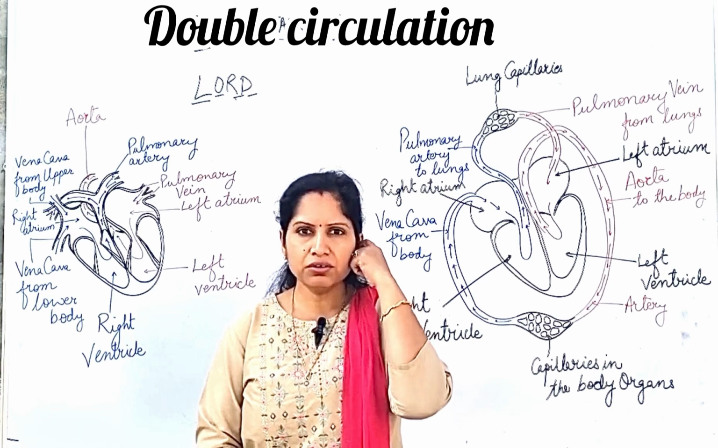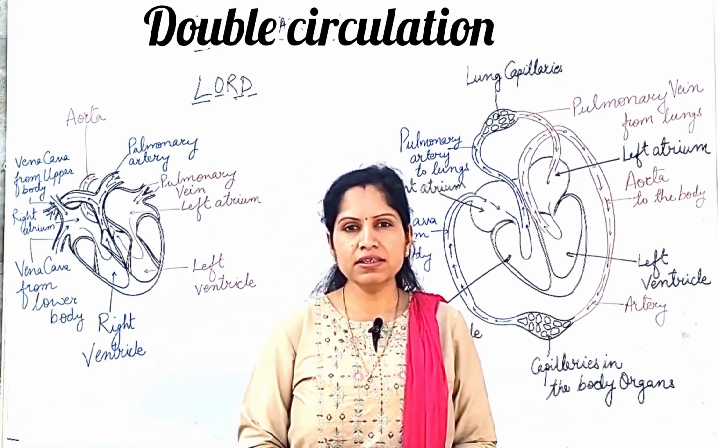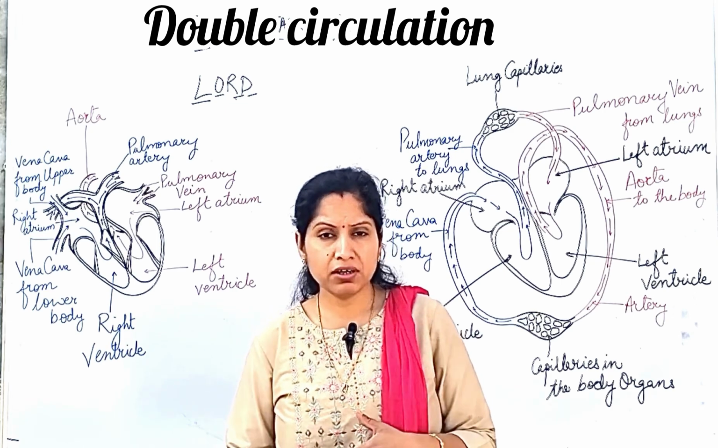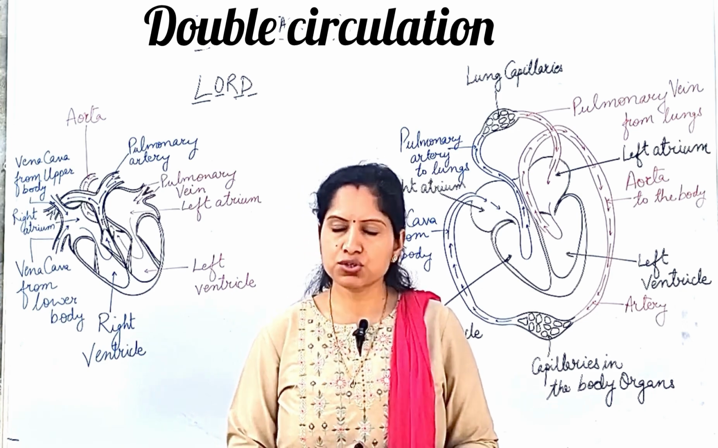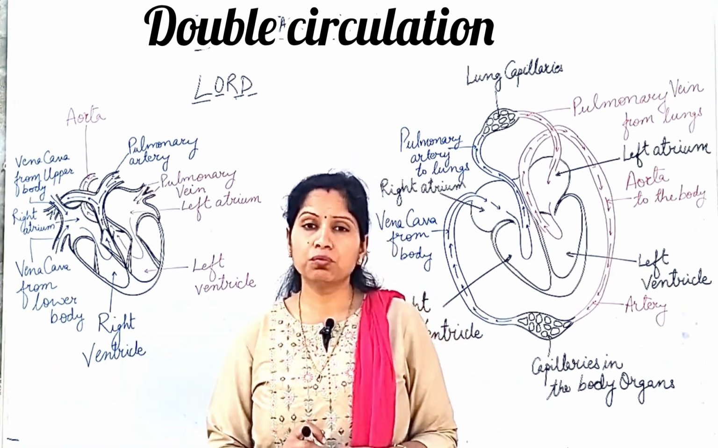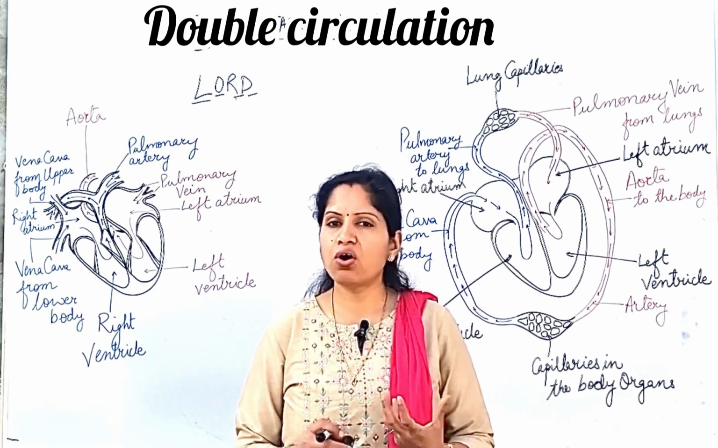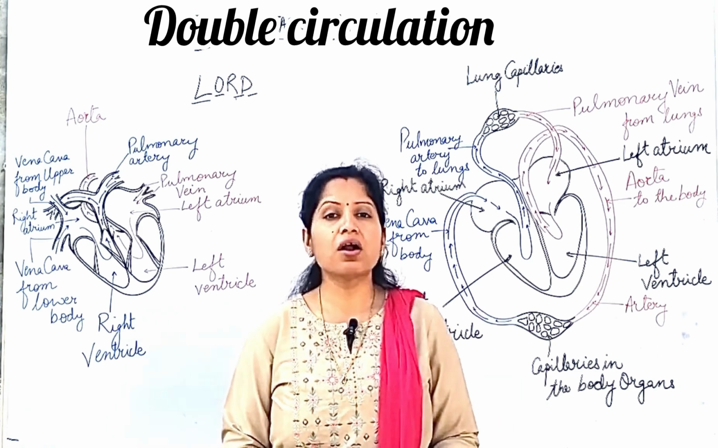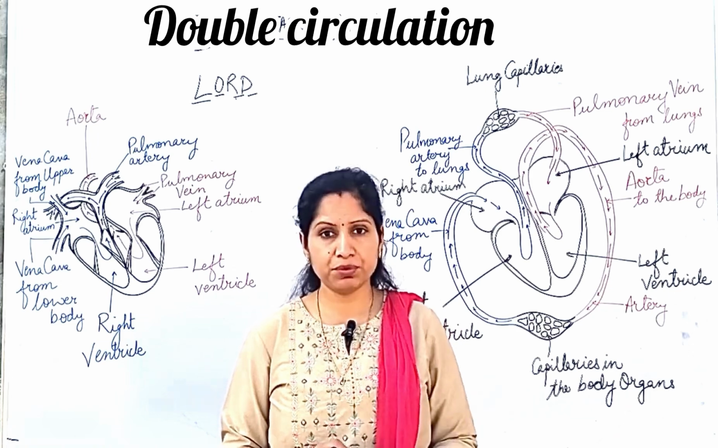Now, one more type of question could be there in your exam: why birds and mammals have double circulation, why birds and mammals have a 4-chambered heart. So, birds and mammals have a 4-chambered heart because we are warm-blooded organisms. Human beings, mammals, all the birds are warm-blooded. That is, we maintain a constant body temperature.